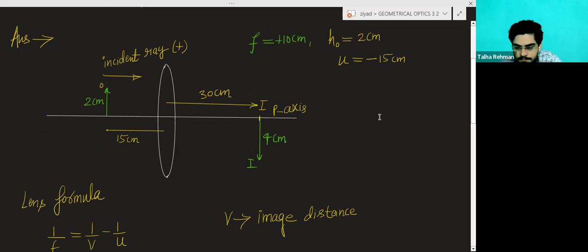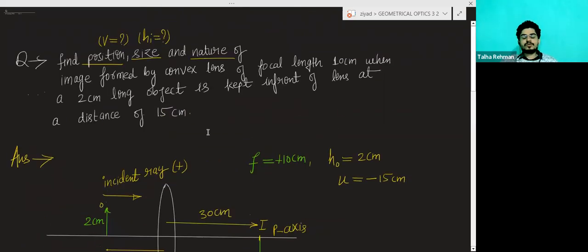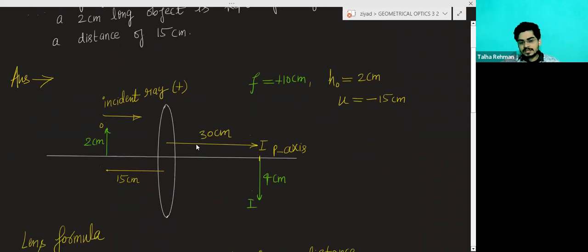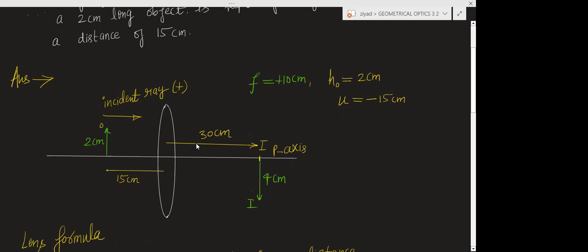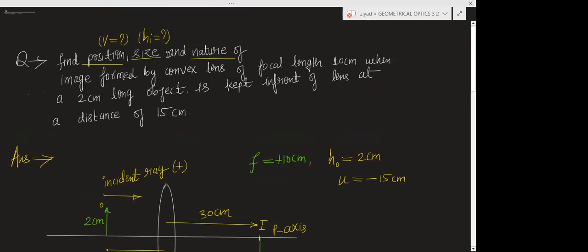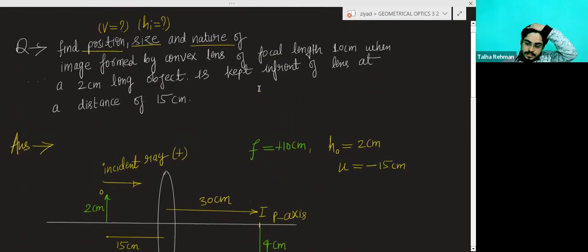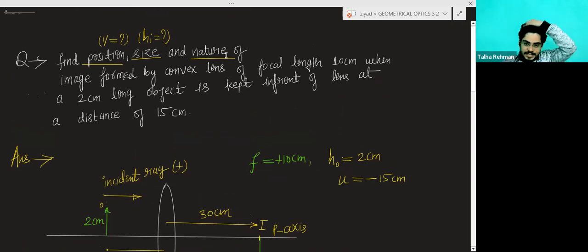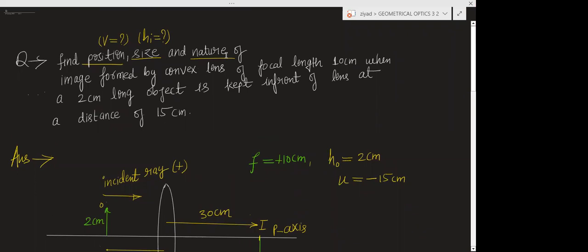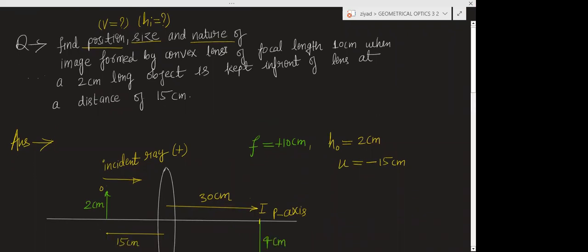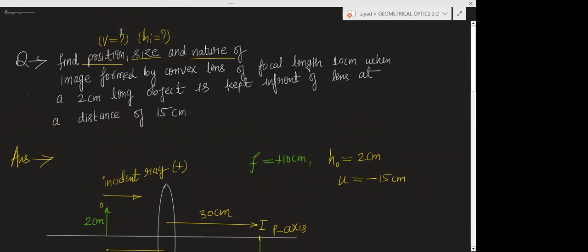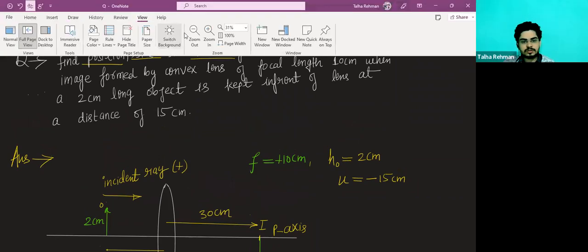So in this way, you have to solve the question. Now you have found the position of the image. Position of the image is 30 centimeter towards the right of lens. Size of the image is 4 centimeter, and nature of the image is real and inverted. Okay, take the screenshot.